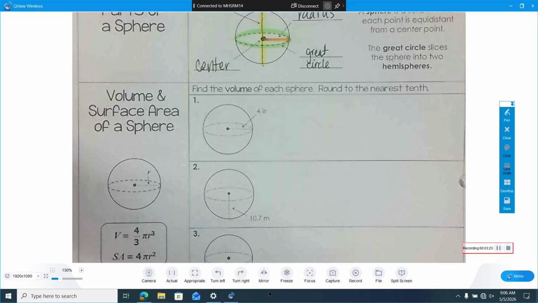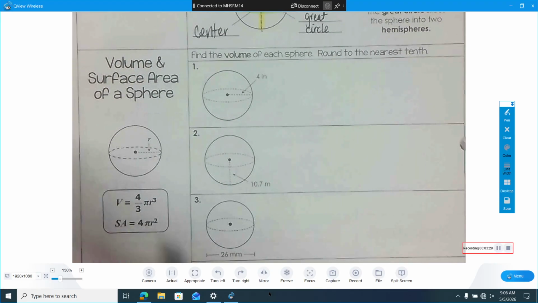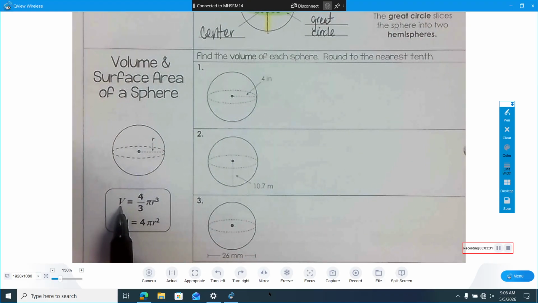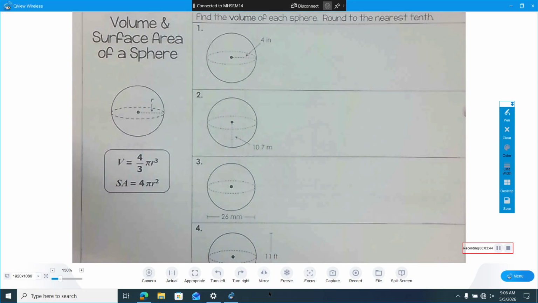All right, so we have a couple of formulas for volume and surface area of a sphere, and you can see them here. The volume of a sphere is 4/3 pi r cubed. Really nice formula. And we also have surface area, which is 4 pi r squared. Surface area is an interesting one.